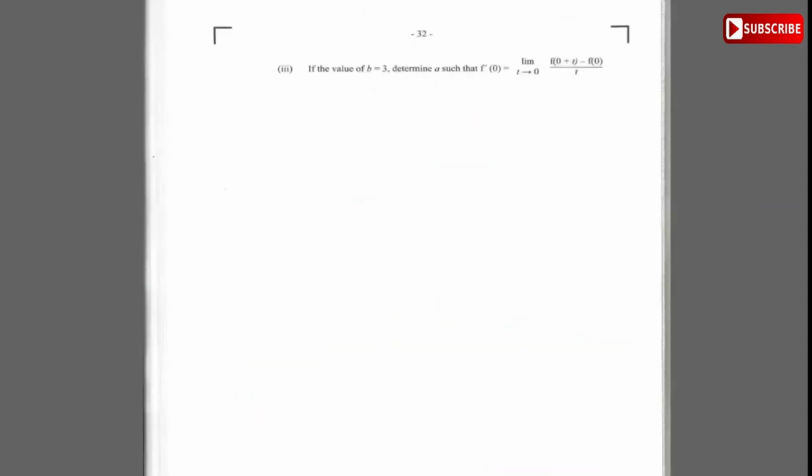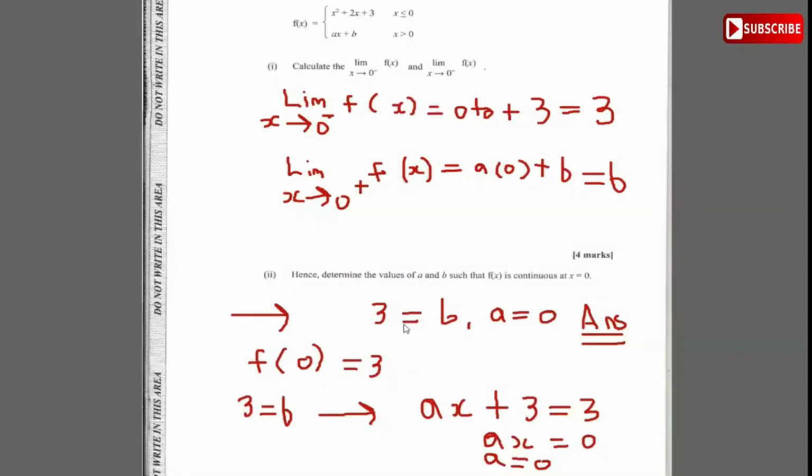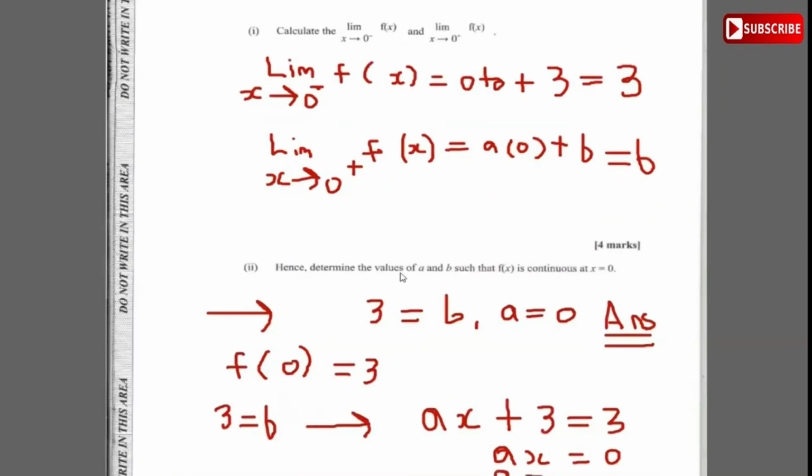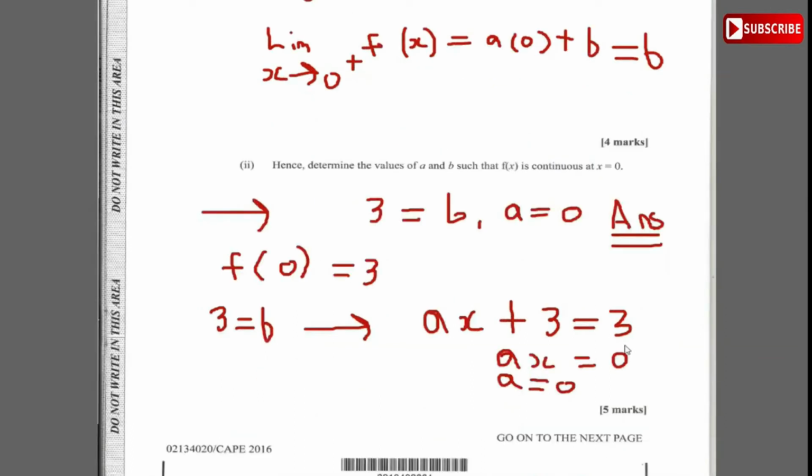It says now, if the value of b is 3, determine a such that... let's go again. That's 5 marks. Something is off. Determine the values of a and b for it to be continuous. Well, I'm getting that b is definitely 3 and a is 0.